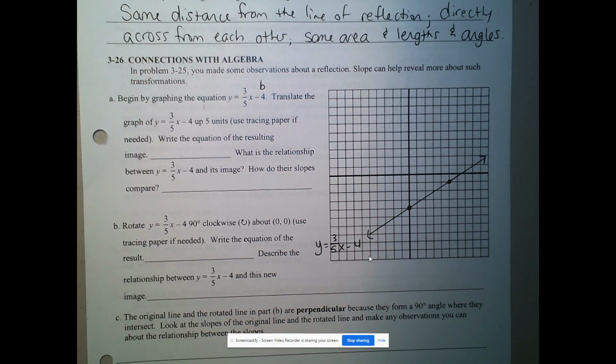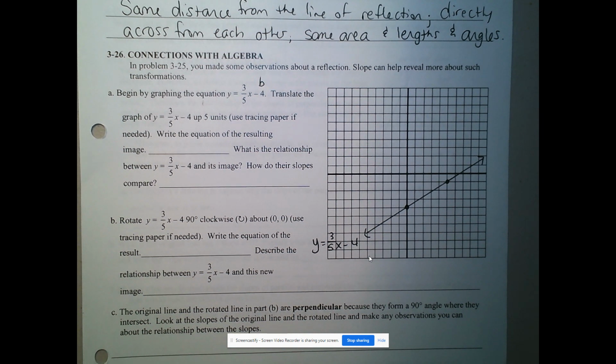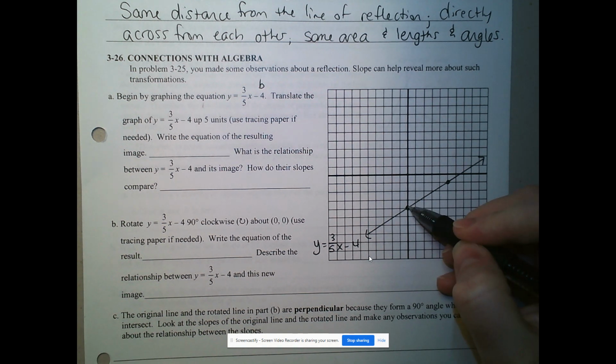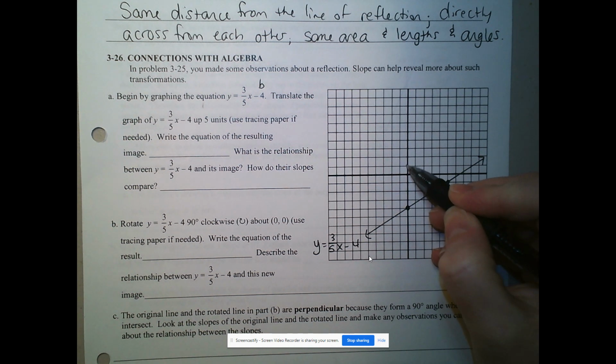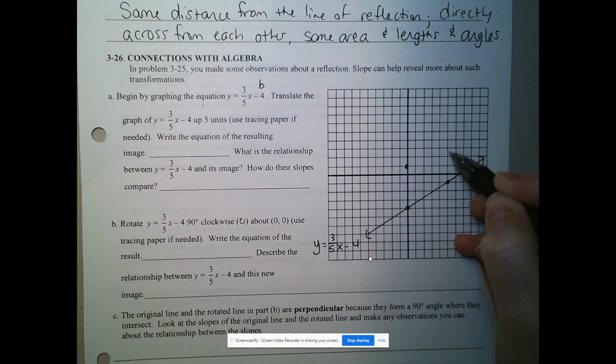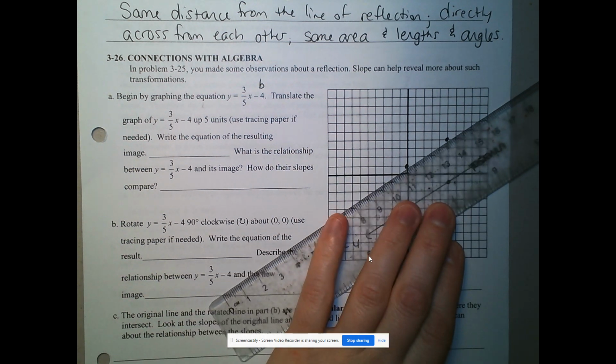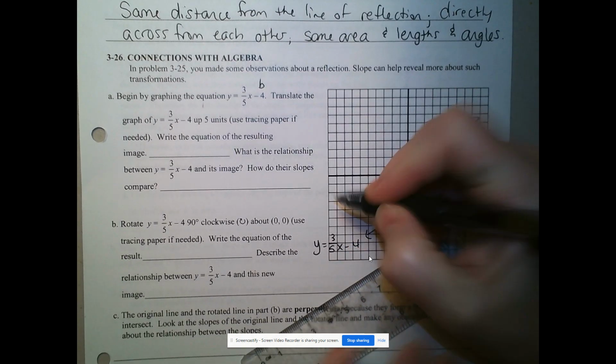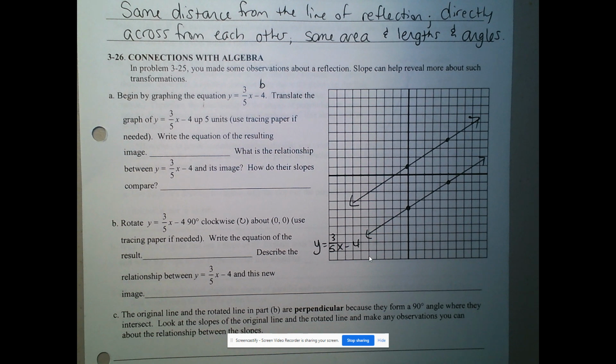It says translate the graph of y equals 3/5 x minus 4 up 5 units. Use tracing paper if needed. Now you could copy that onto tracing paper or wax paper and then slide it up 5 units. We can also just slide the individual points up 5 units. So we've got a point here, 1, 2, 3, 4, 5. And this point, 1, 2, 3, 4, 5. If you graphed more than 2, each point you'd want to slide it up 5. And then we would say, okay, so this is our new line that has translated up 5 units.